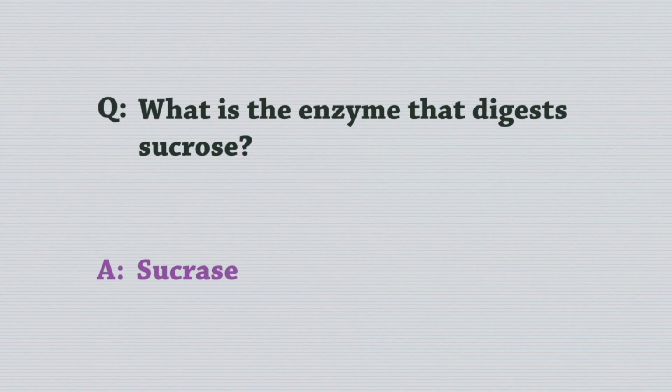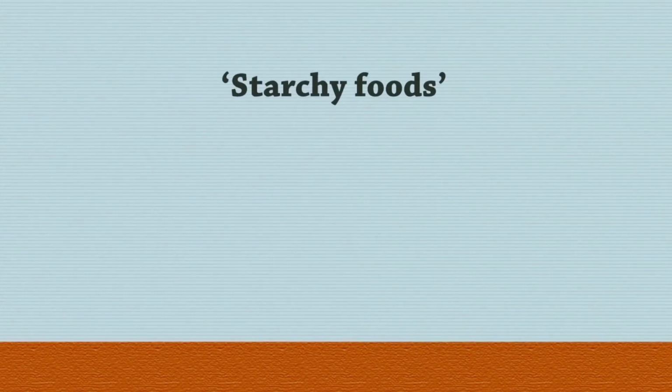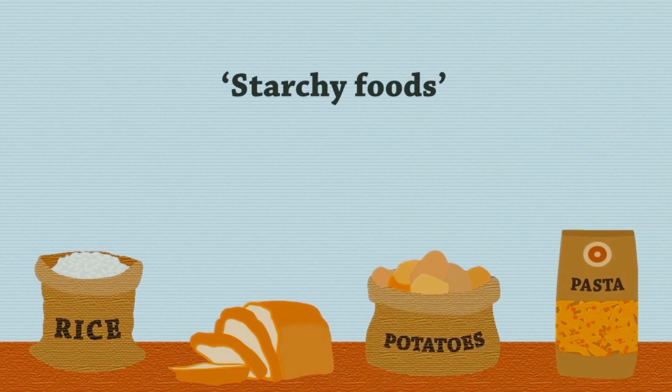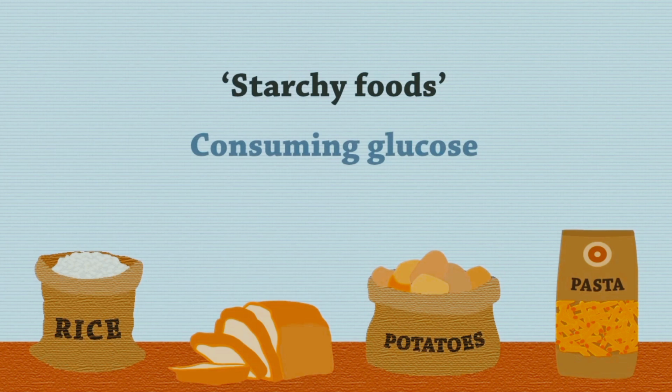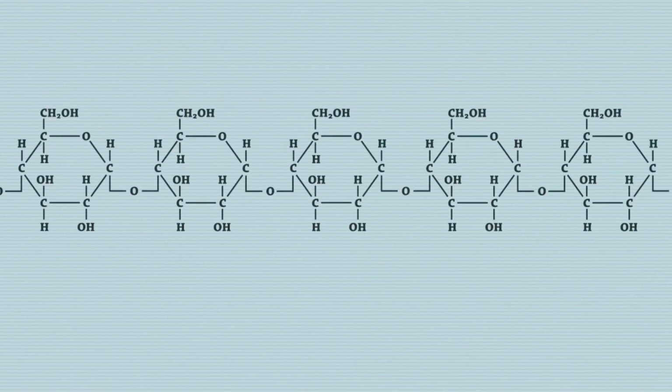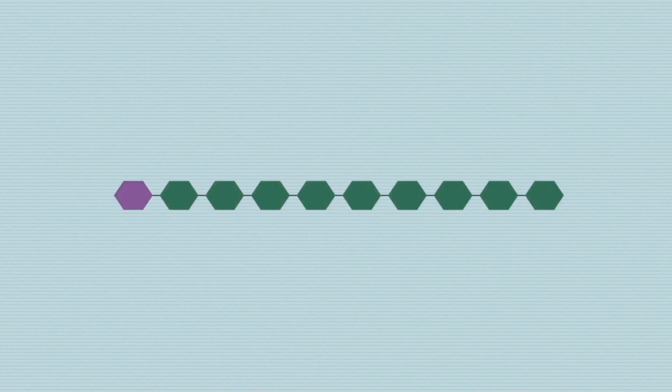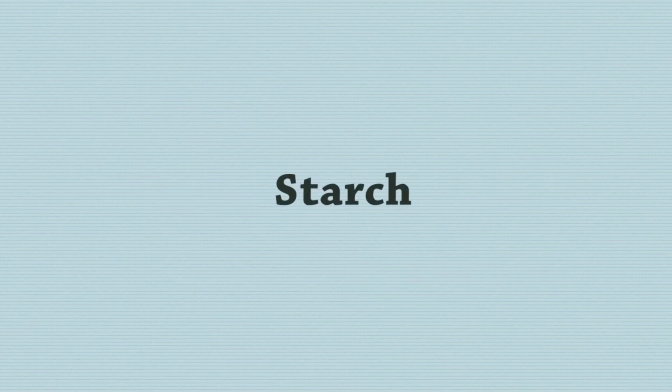The answer is sucrase. When you eat starchy foods, such as rice, bread, potatoes, and pasta, you are actually consuming glucose. You may, however, wonder why they don't taste sweet. This is because the glucose monomers are joined together to form a polymer chain. This is like beads on a necklace. The individual beads are the glucose subunits, and the entire necklace is the polysaccharide molecule.